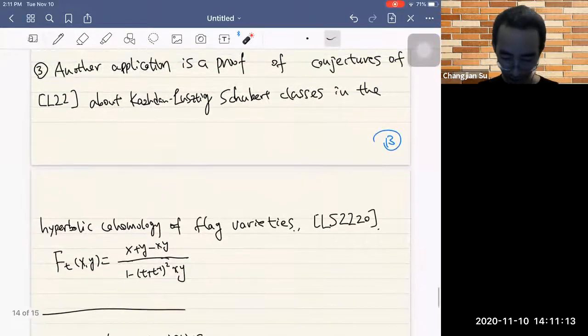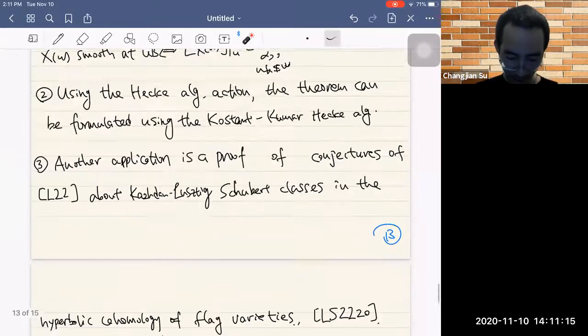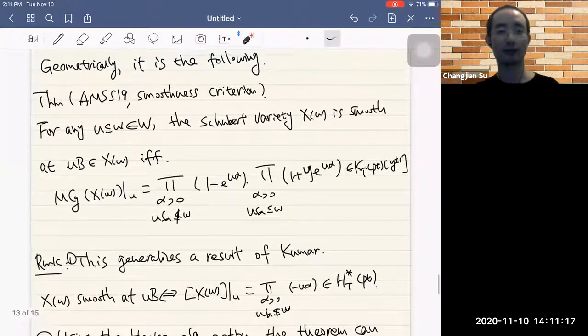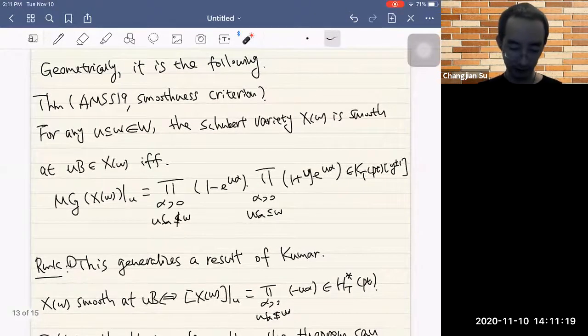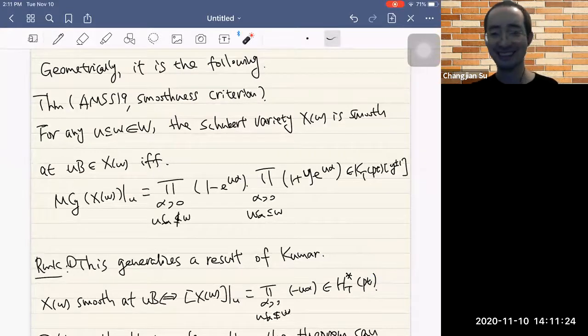Okay, so this is about the Hecke algebra action and the smoothness criterion and the comparison with the Kazhdan-Lusztig dual set. So any questions?